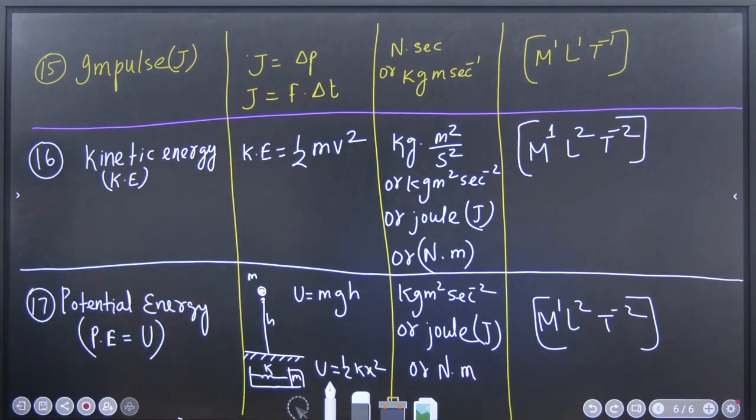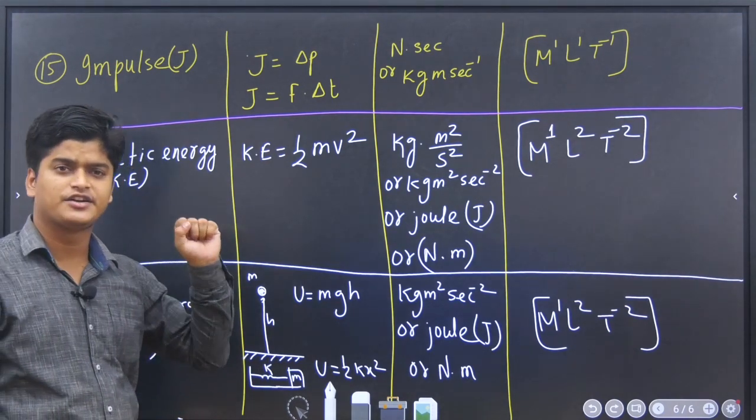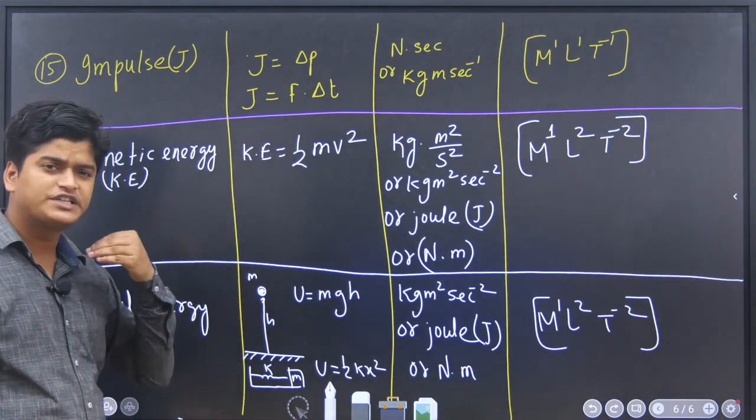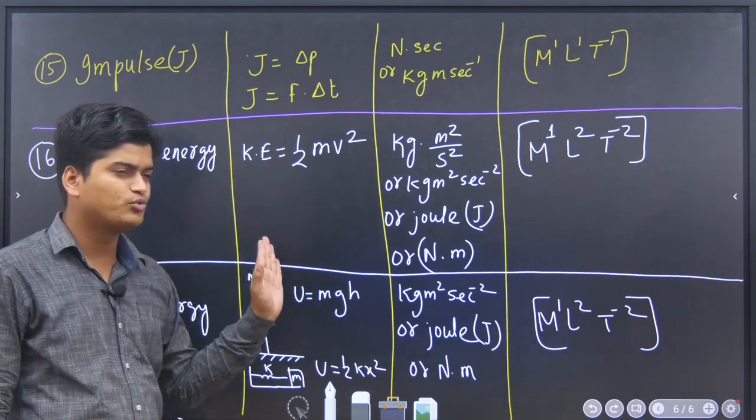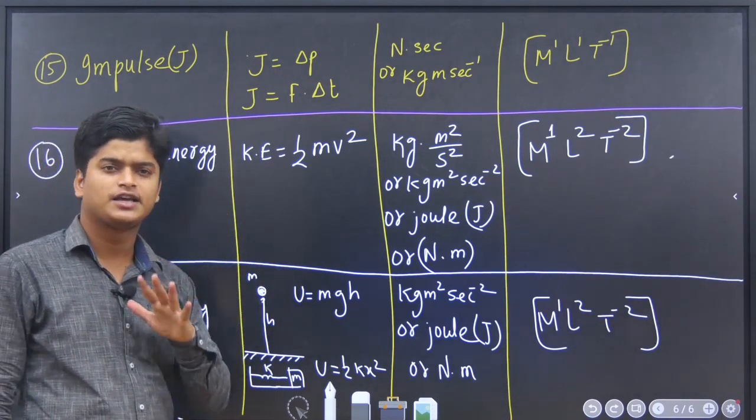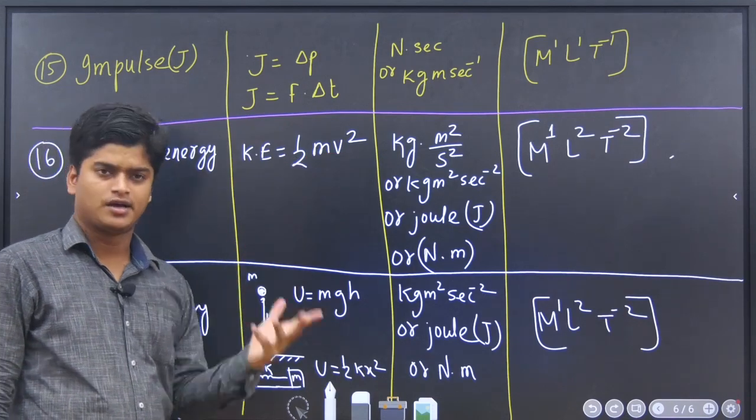So this is most of the idea we understand about kinetic energy and potential energy. Kinetic energy is basically the energy possessed by the body due to its motion. So whenever a particle is moving, kinetic energy comes. If the particle is at rest, then kinetic energy is 0 because speed will be 0.